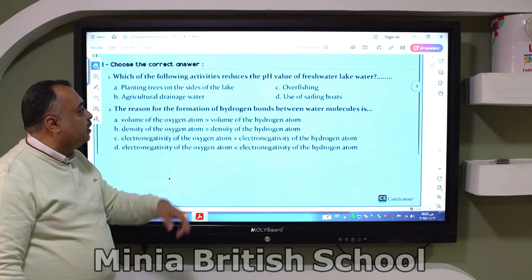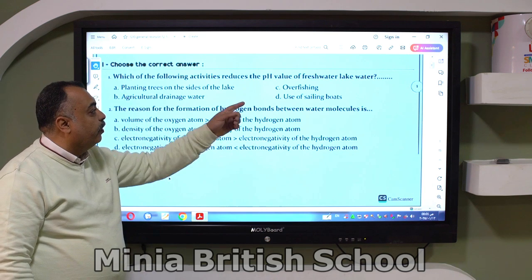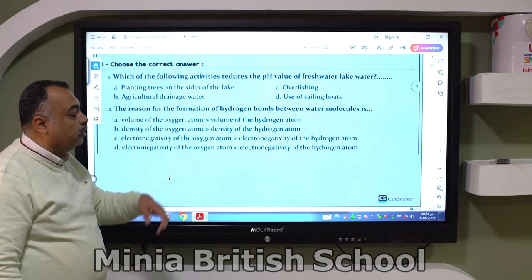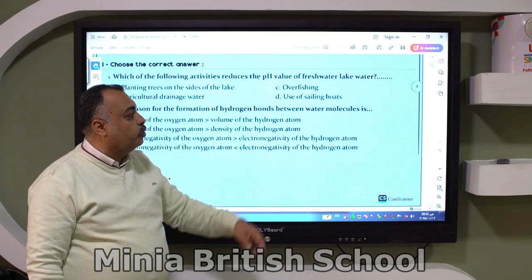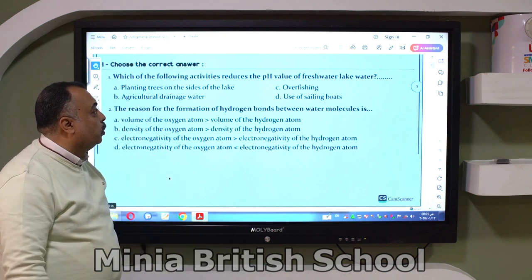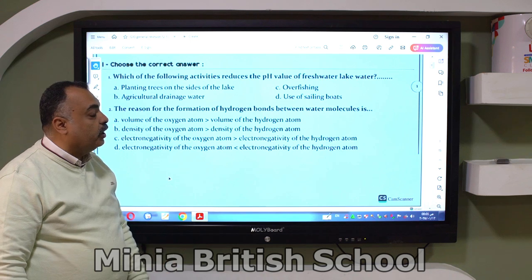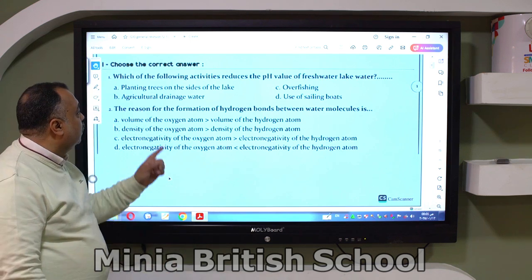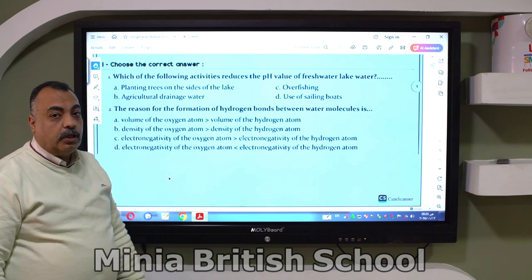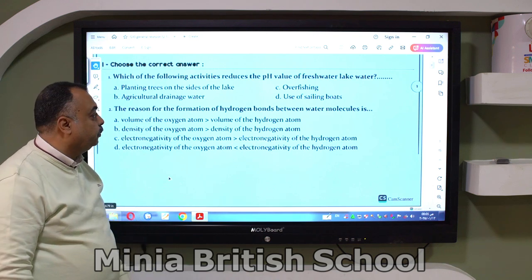Planting trees on the sides of the lake, overfishing, agricultural drainage water, or use of sailing boats. Which increase the pH value or reduce the pH value? Yes, agricultural drainage water. B.